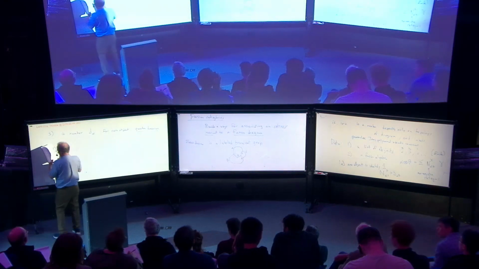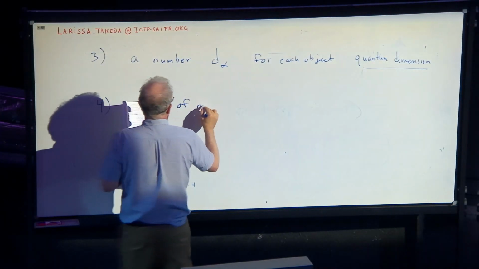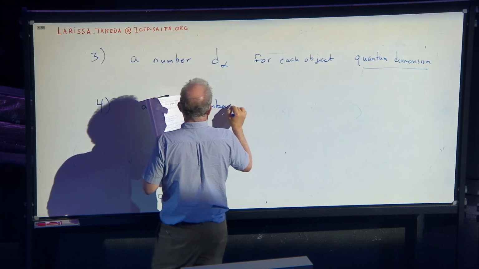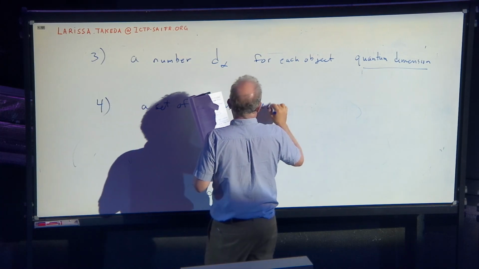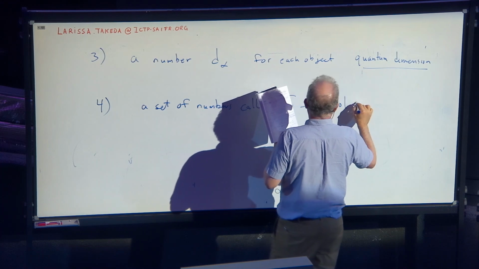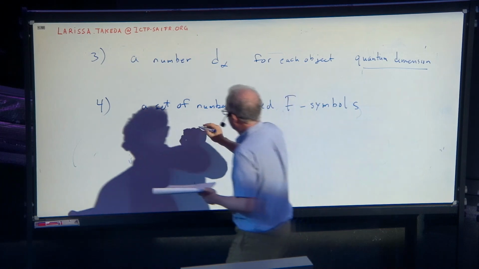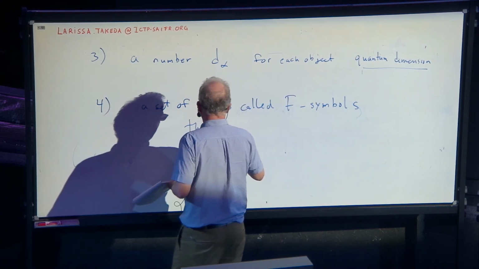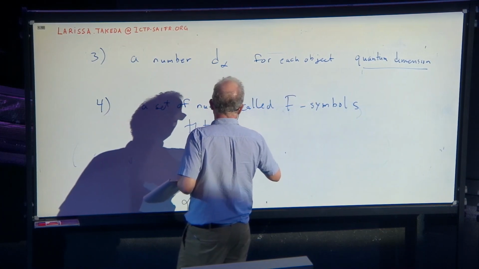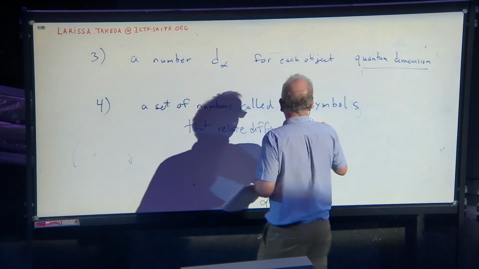All right, so let me finish the definition. Another set of numbers called F symbols, and I will show you with the pictures in a second what the F symbols do. I'll just say what they do: they relate different fusion diagrams.